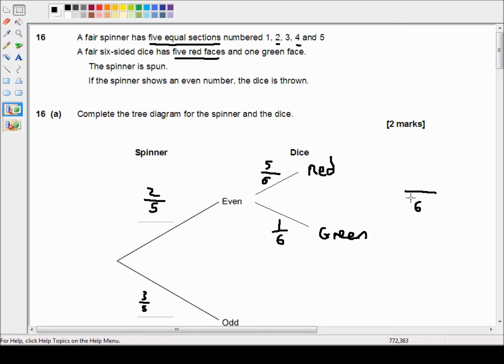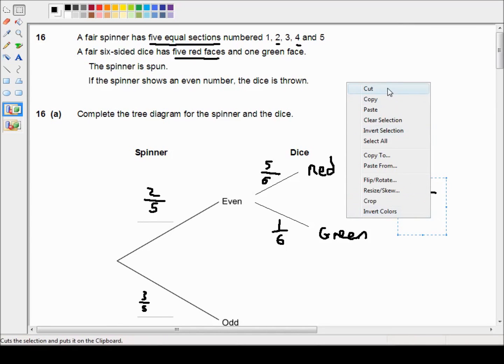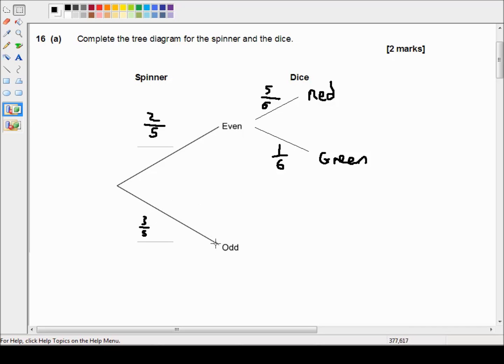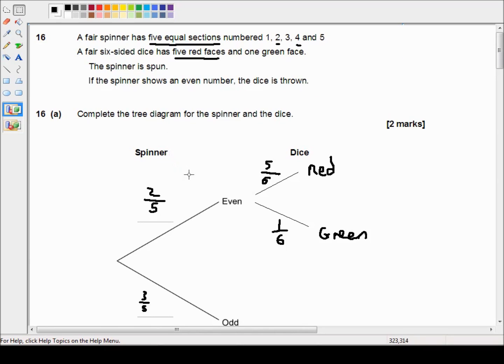And one way to check that we've done this right is, it's either going to land on a red or a green. That's definitely 100% certain. So 5 over 6 plus 1 over 6 is equal to 6 over 6, which is 1, which is 100%, so we know we've covered all our bases. And again, it's either going to be even or it's going to be odd. There's nothing else it could be. So 2 over 5 plus 3 over 5 equals 5 over 5, which is 1, which is a certainty. So again, we've covered all our bases.